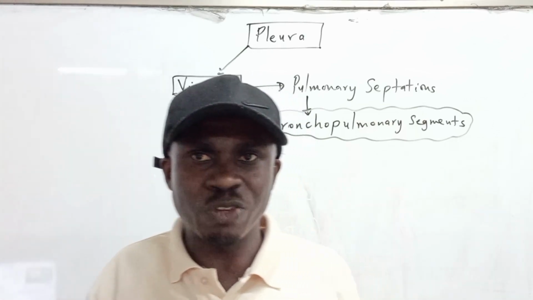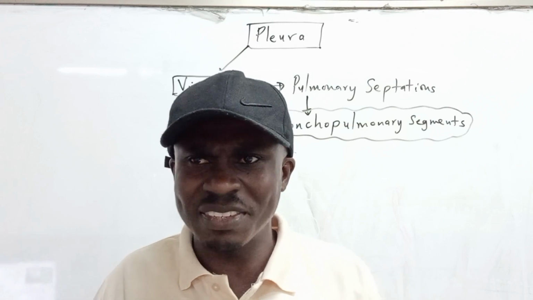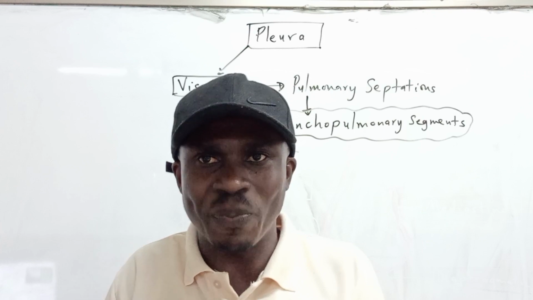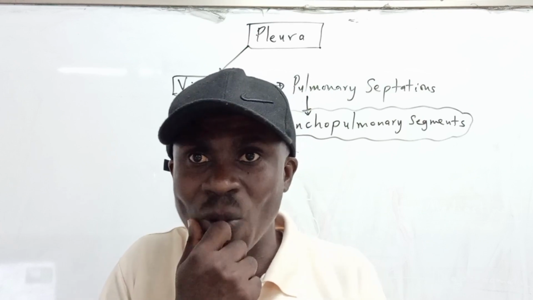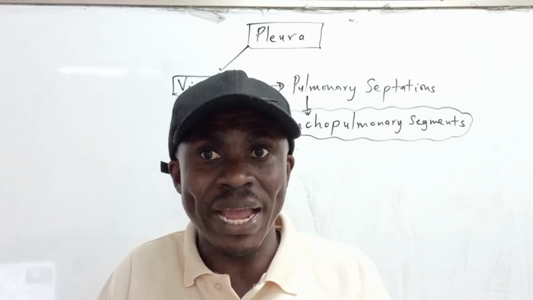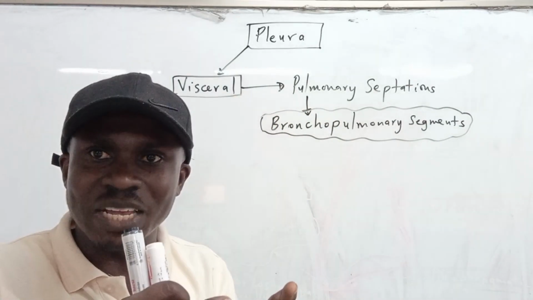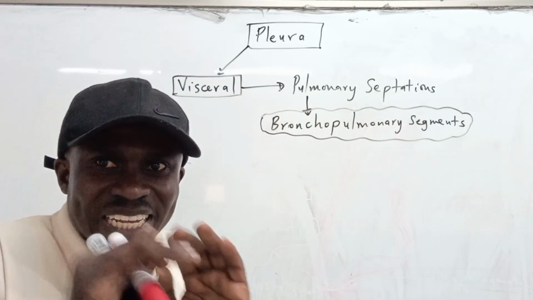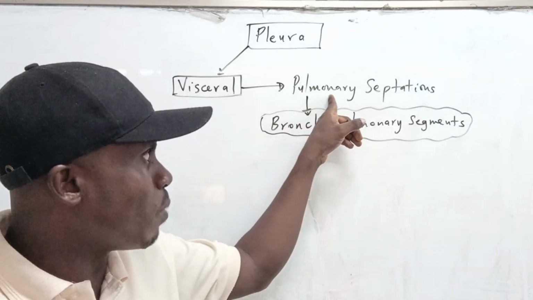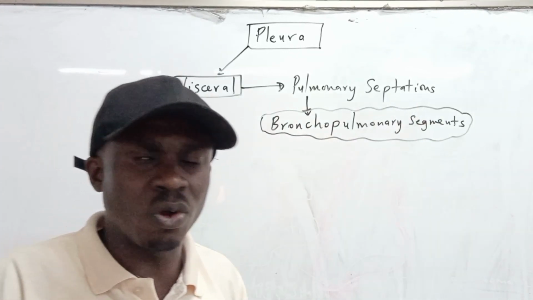So God, in His own wisdom, thought it wise that this lung, which inhales a lot of things, can be diseased. But to ensure that when disease happens, it doesn't spread to affect the other parts, doctors are trained so that they can surgically remove it. Why? Because the visceral pleura invades the substance of the lung, so that the units are separated. Because of the pulmonary septation, we can remove these individual ones.